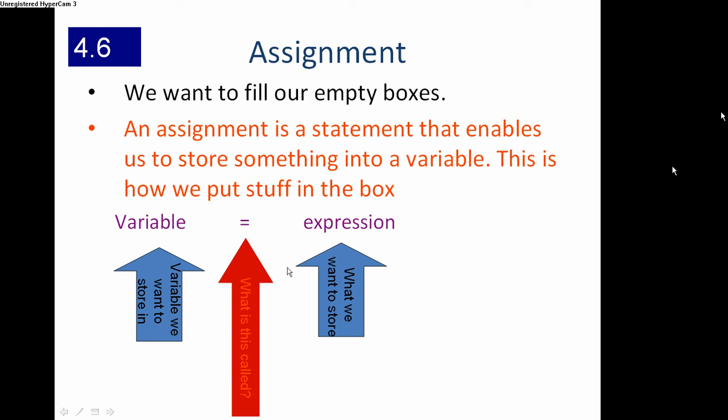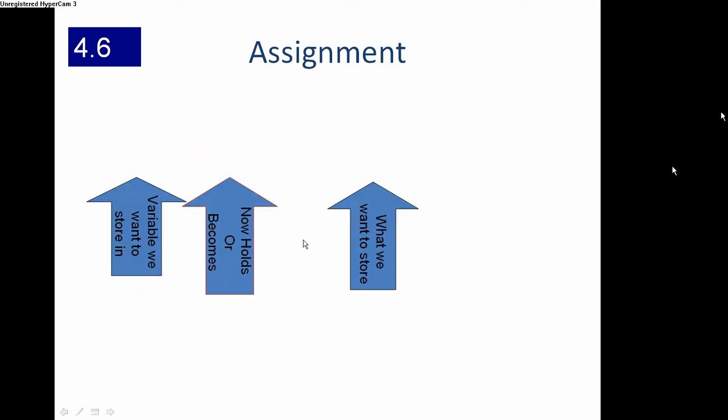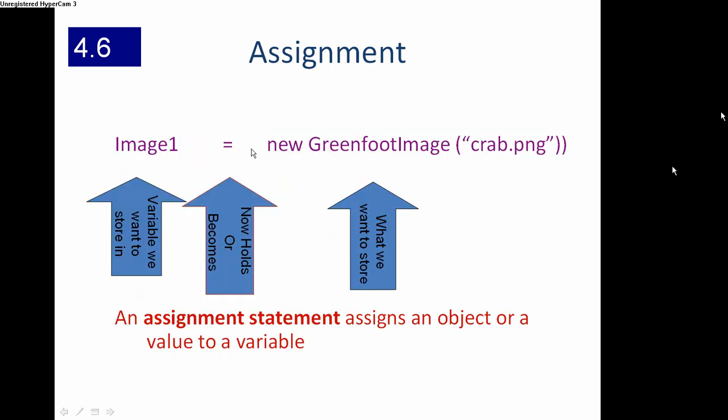So here's how you do it in general. You say, here's the name of the variable. You use this symbol. What is it called? Write that down. That's a question. And then you put the expression of what you want to put in there. An example would be num equals 5. Or in our example, we're going to say image1 equals new greenfoot image crab.png.